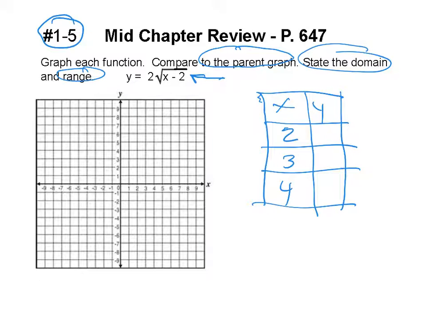So that 2 minus 2 is 0, square root of 0 is 0. And so we have 2, 0, right? If I put a 3 in there, 3 minus 2 is 1. Okay, the square root of 1 is 1, and so times 2 is 2.